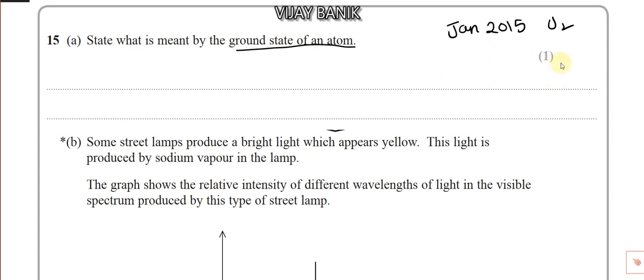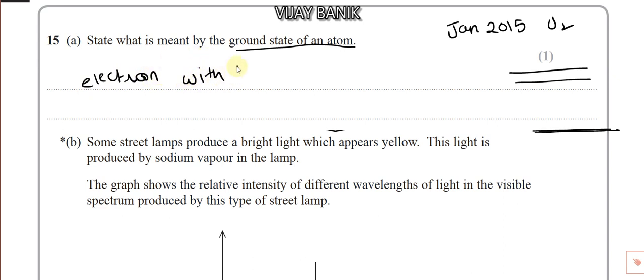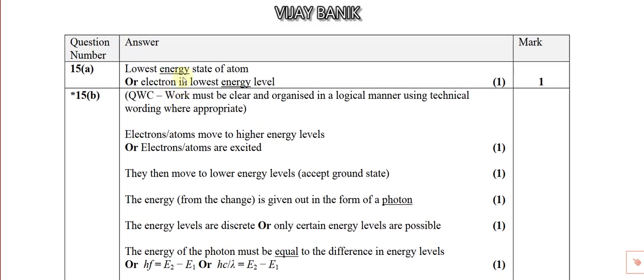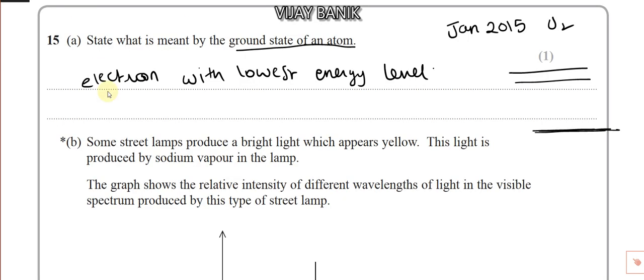We know from the energy level diagrams we learned in our theories that the ground state is the lowest energy an electron can have. Okay, electron at lowest energy level. So you have to write electron. Ground state is electron with lowest energy level. Okay, so let's see what they wrote in the mark scheme. Lowest energy state of an atom, or electron in lowest energy level, not with, electron in lowest energy level.